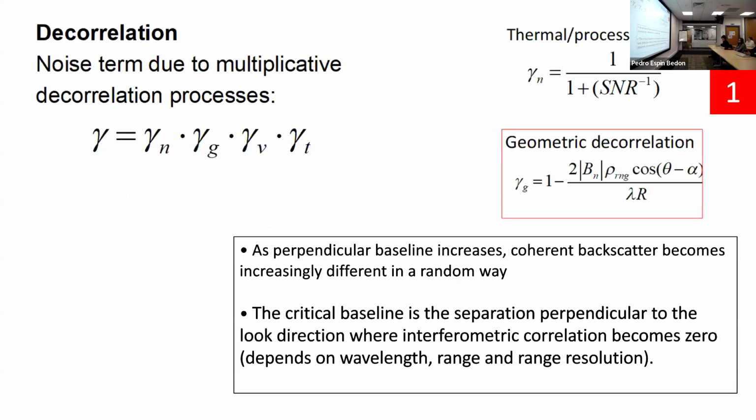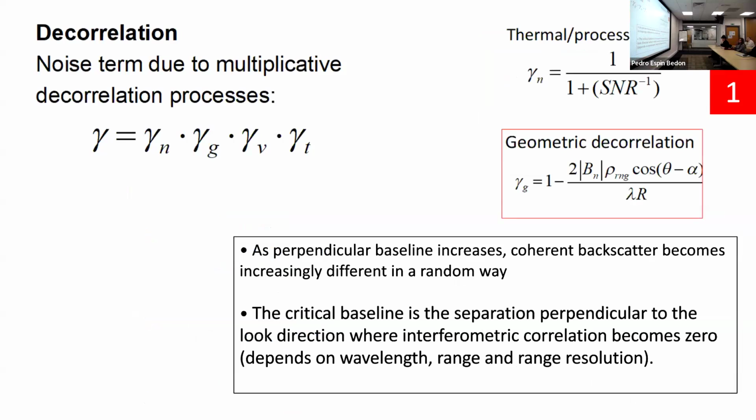If we look at geometric decorrelation, that's something that's proportional to perpendicular baseline. So from a practical point of view, it's more of a problem for some satellite data sets than others. Now, Sentinel-1, which is mostly what we were talking about during this workshop, has a really tight orbital tube. SRX, for example, has a very tight orbital tube.